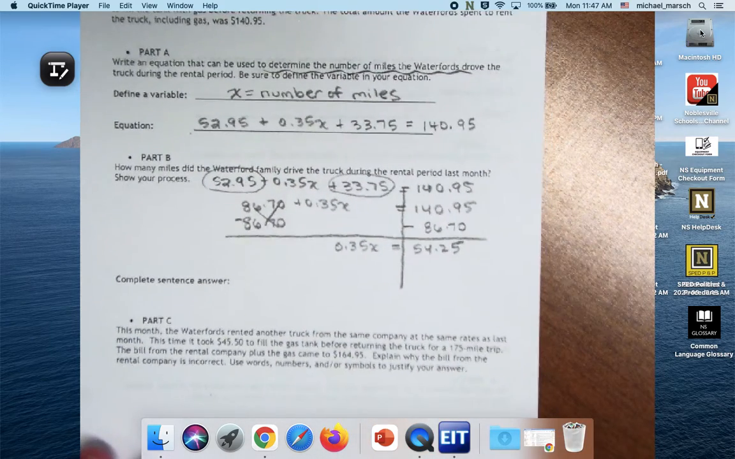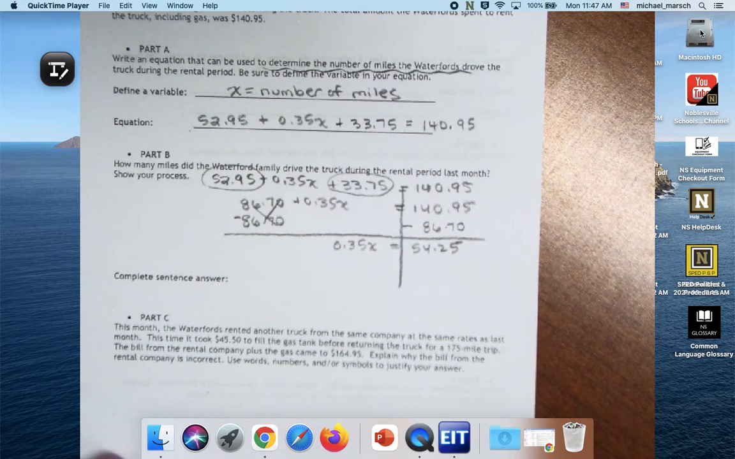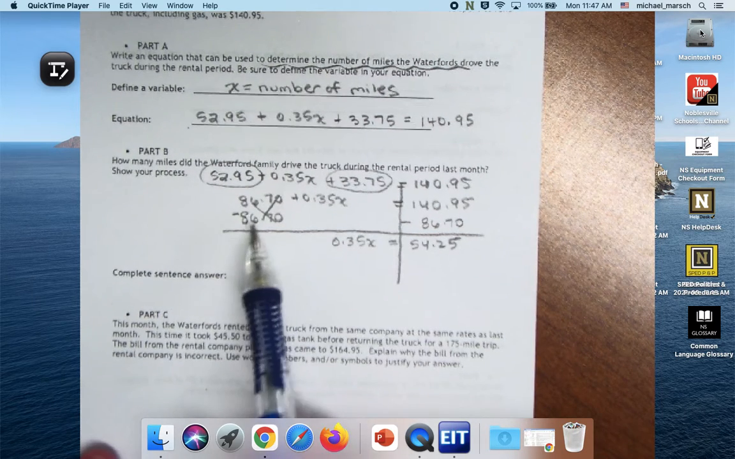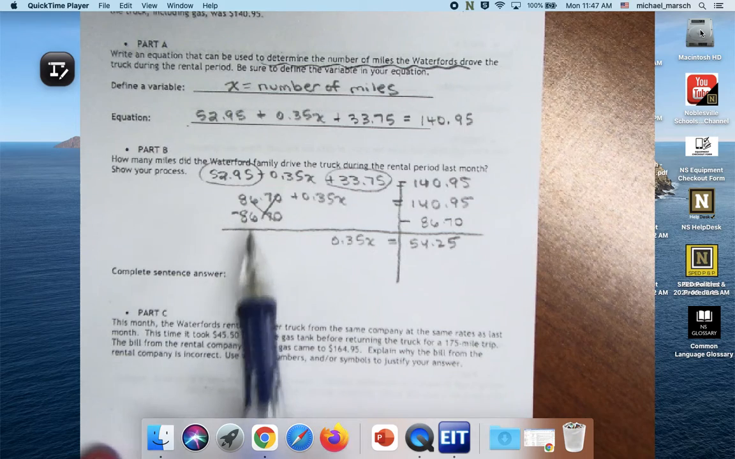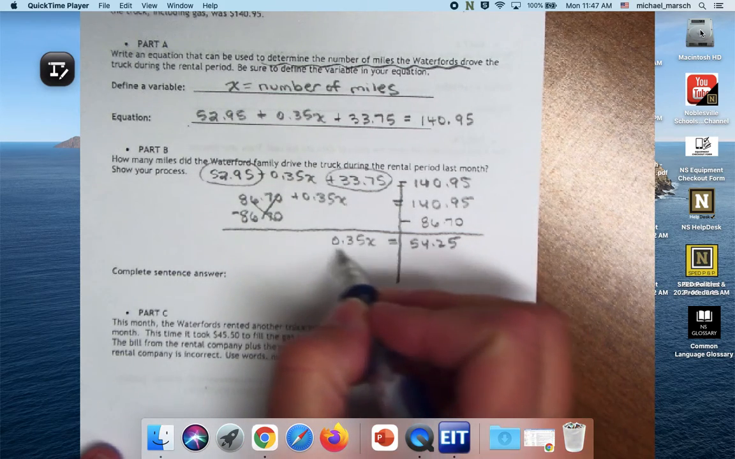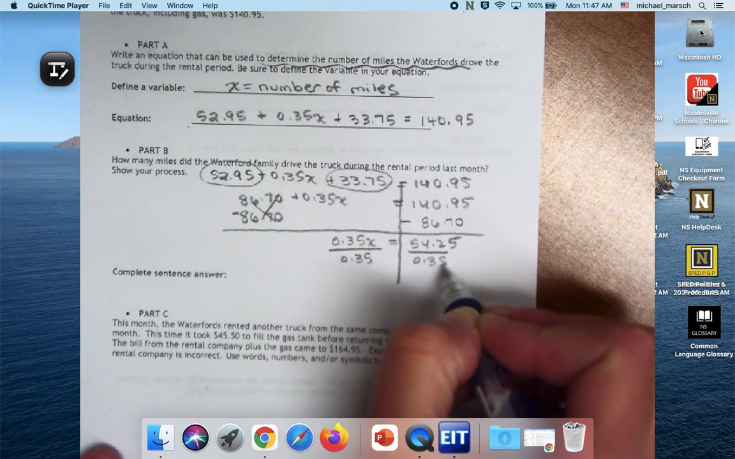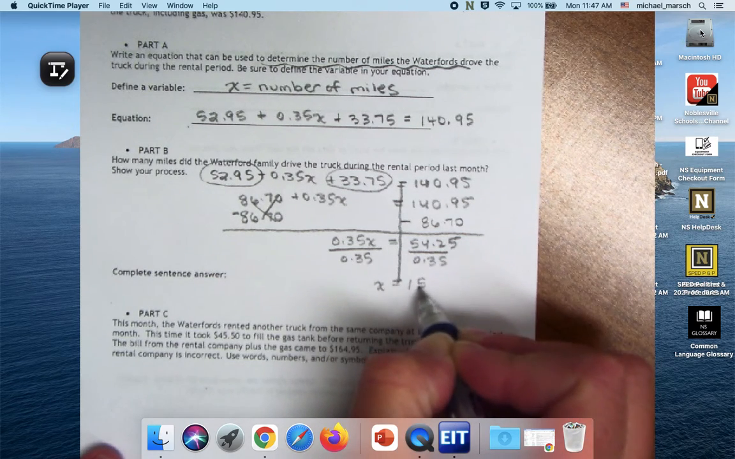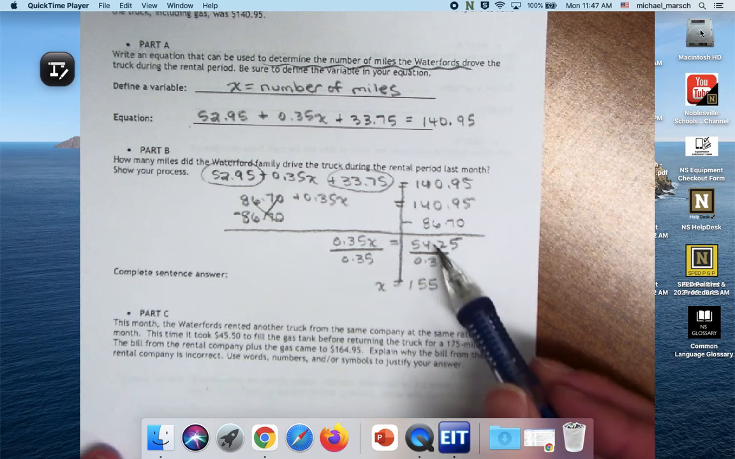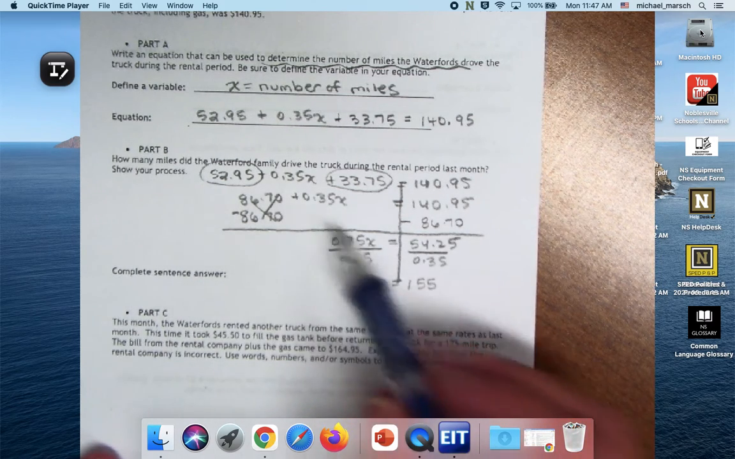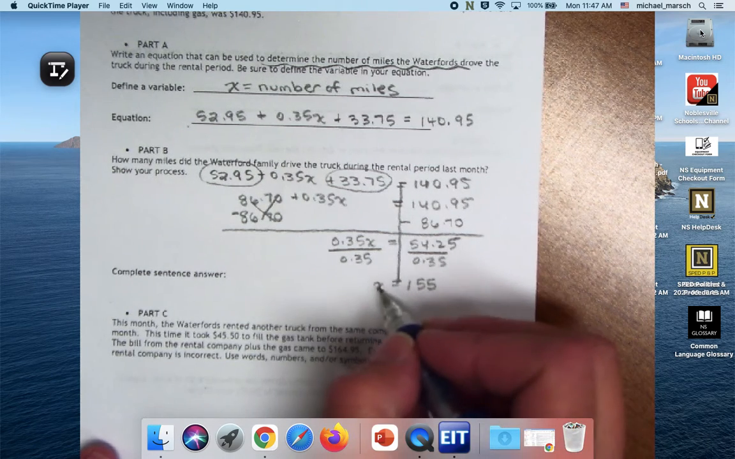Did you guys get 54.25? No, but I got 347.8. So did you combine and get 86? No, I see what I did wrong. I didn't add, I subtracted. I got 155 for my final answer. But I had 54.25 left after I subtracted the fee and the gas.